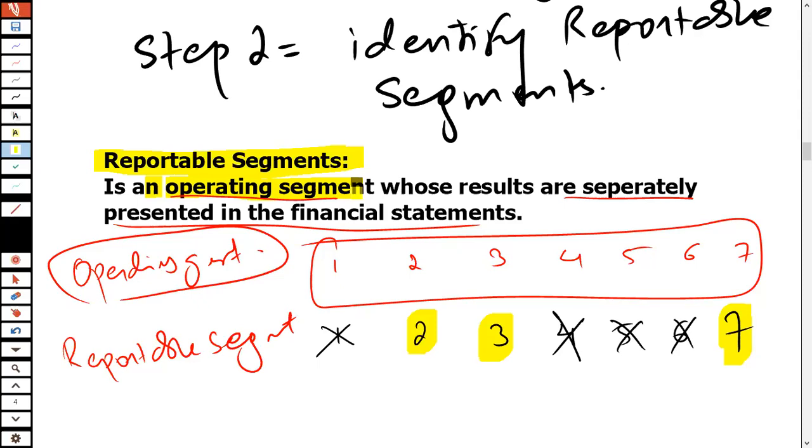Okay, now, how do we actually identify an operating segment to be a reportable segment? No, the voice isn't going. I'm just waiting for you people to get back to me if you are okay or not. The voice doesn't go. I just take a break to help you absorb whatever I'm saying.